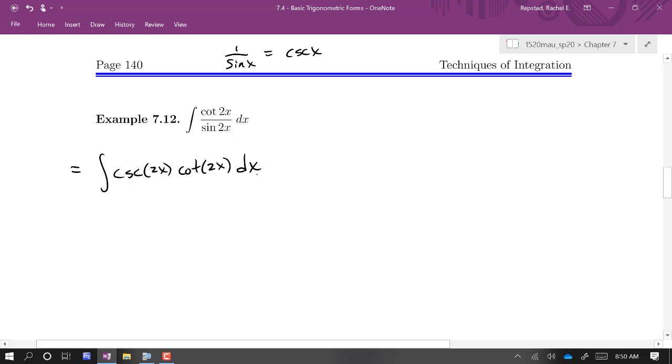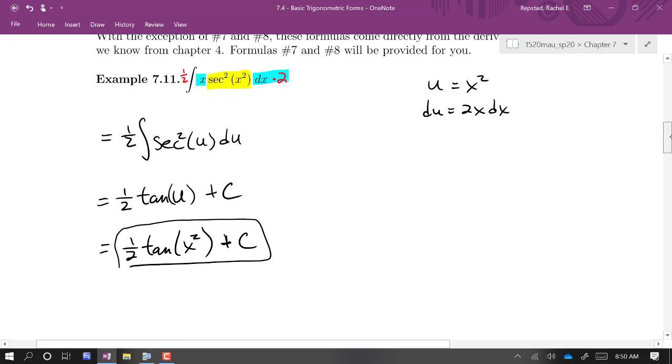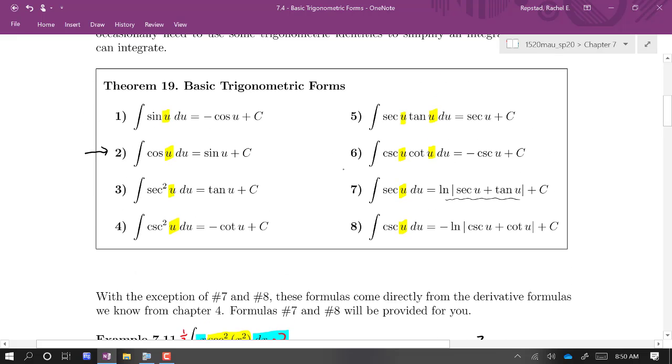Now, if you think you recognize it, go ahead and pause the video, try to work it out. But cosecant cotan, that's a form we know, that we kind of already know, right? We're seeing it now as an integral form, but we already know of a function whose derivative is cosecant cotan, and that is the negative cosecant function. So, and that leads us to this formula right here. So that's what we're going to use.